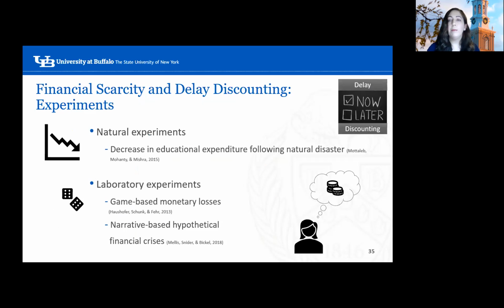There's also some experimental evidence for this, both in the natural environment and in the laboratory. In the laboratory, researchers have used rigged or sham games to create a financial loss for the participants, or used narratives to help the participant imagine a large financial loss. Both have been shown to increase delay discounting in the laboratory.